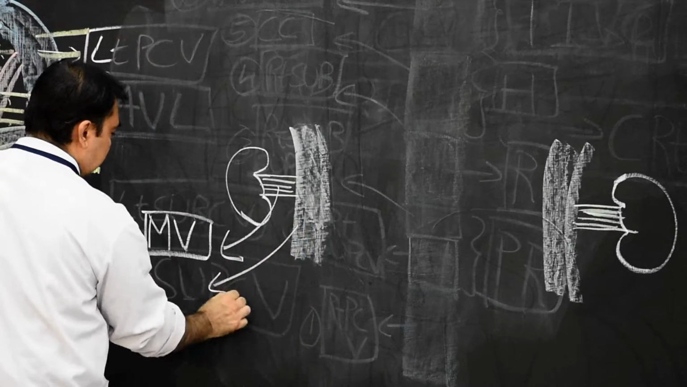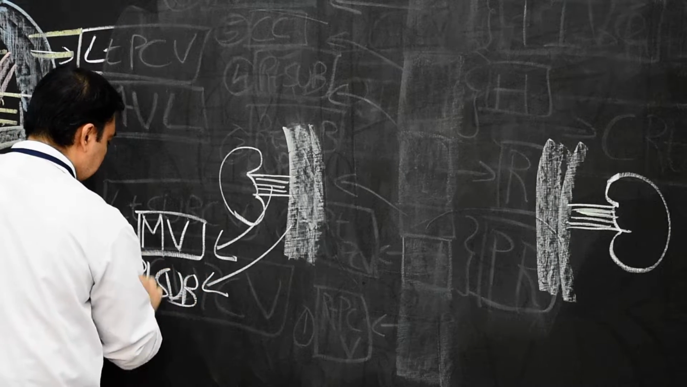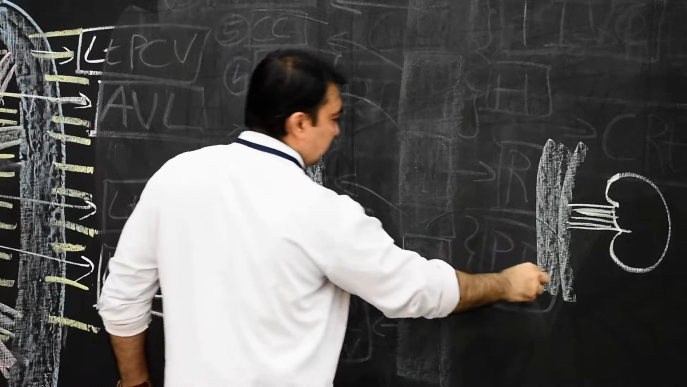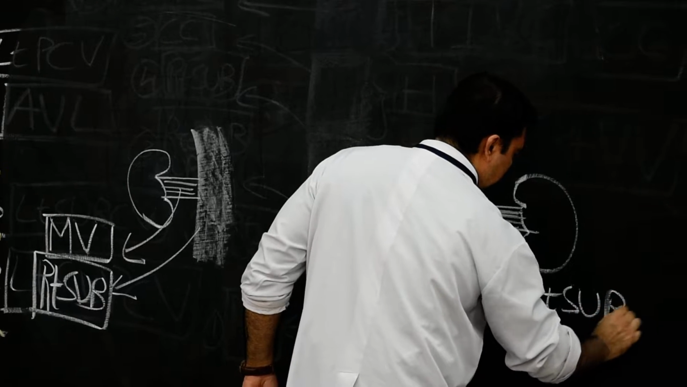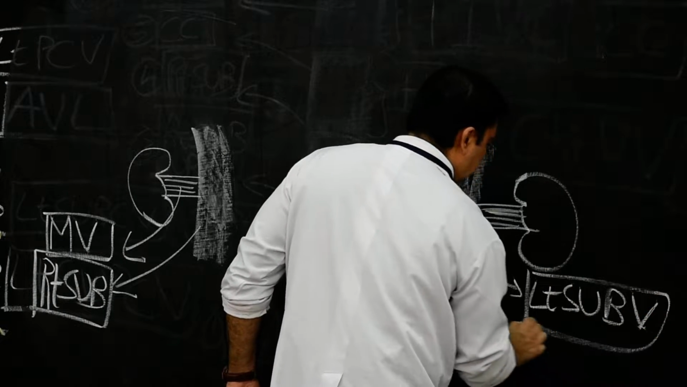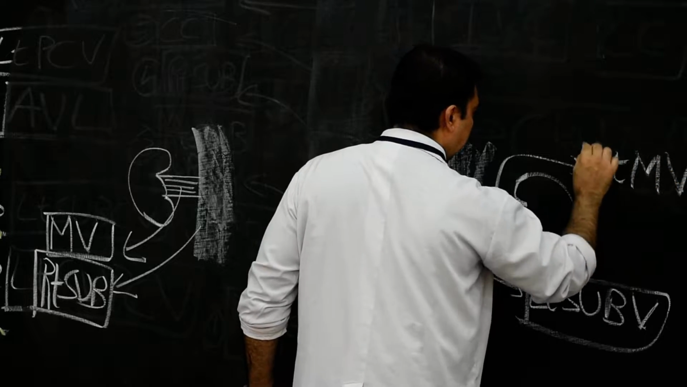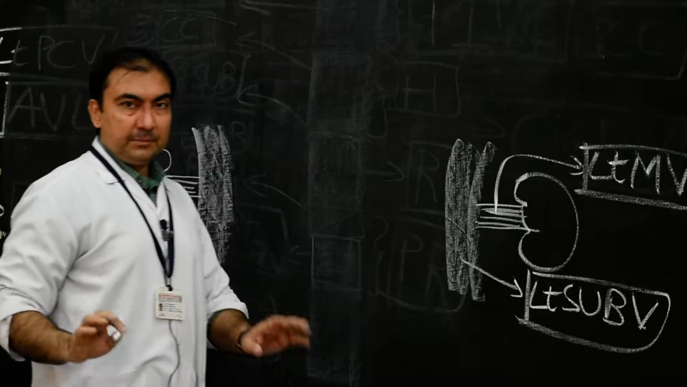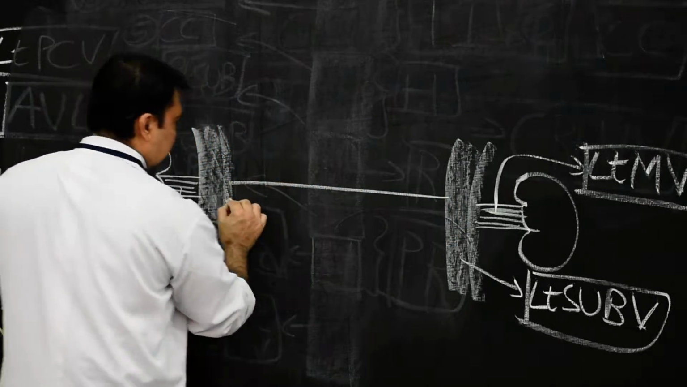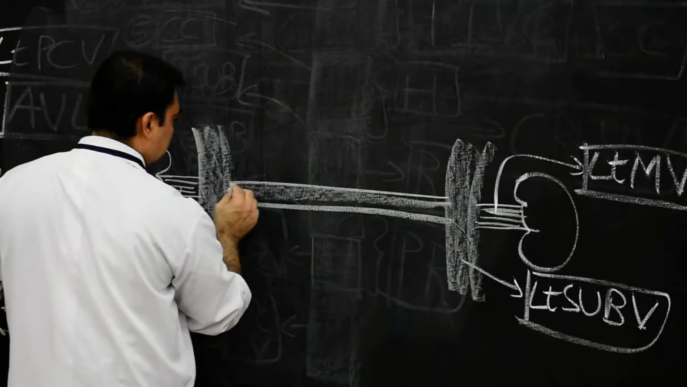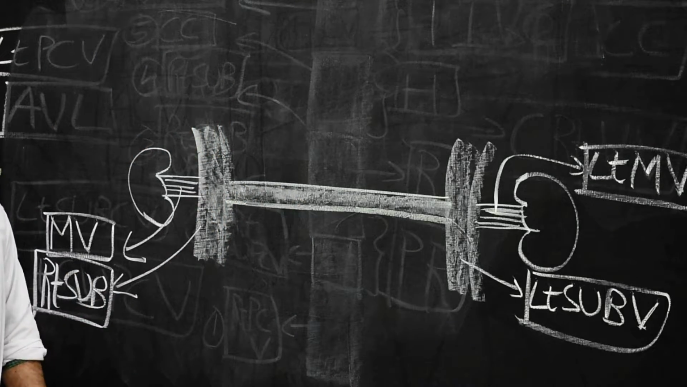Now here, this is the right-sided subcardinal vein, and here, this is the left-sided subcardinal vein. Same way here, this will be the left-sided mesonephric vein. Simple. Now there is the intersubcardinal anastomosis. So here I am connecting this intersubcardinal anastomosis. If I have connected it, this is what I have shown.